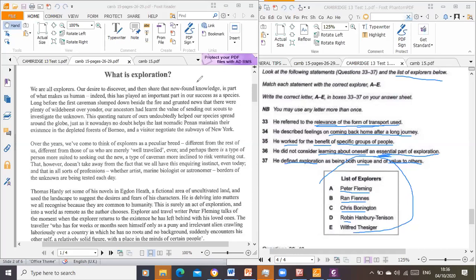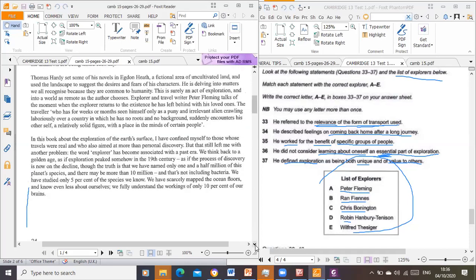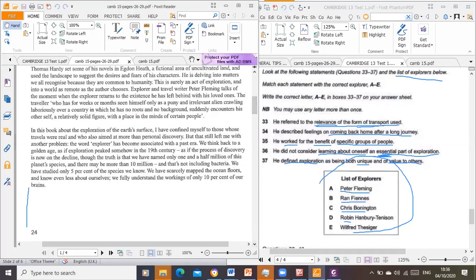Now, list of explorers. He started talking about explorers, the names of explorers, just after, in the third paragraph. So I'm going to move this up. So there was no mention of explorers in paragraph one and two. So we are going to start from paragraph 3. All right, so definitely you don't have to read paragraph 2 for that.